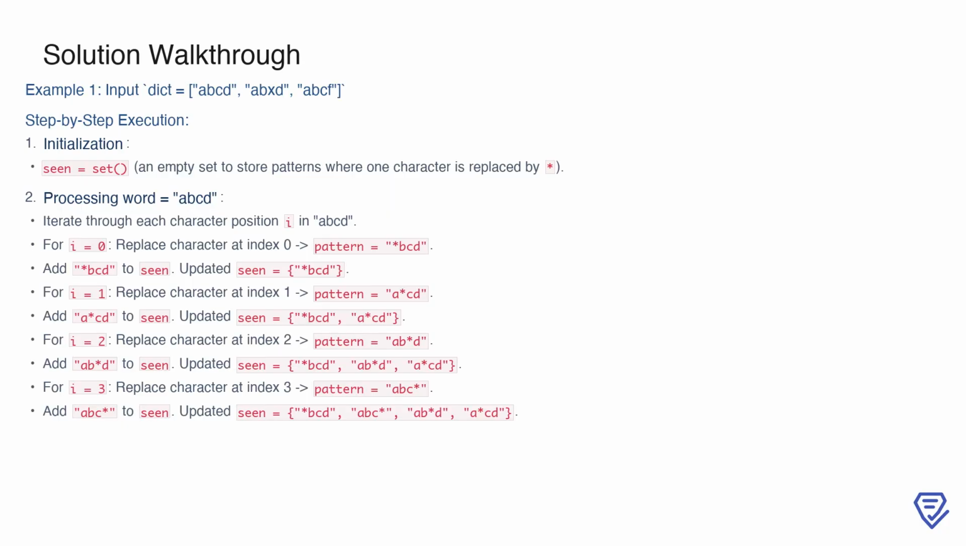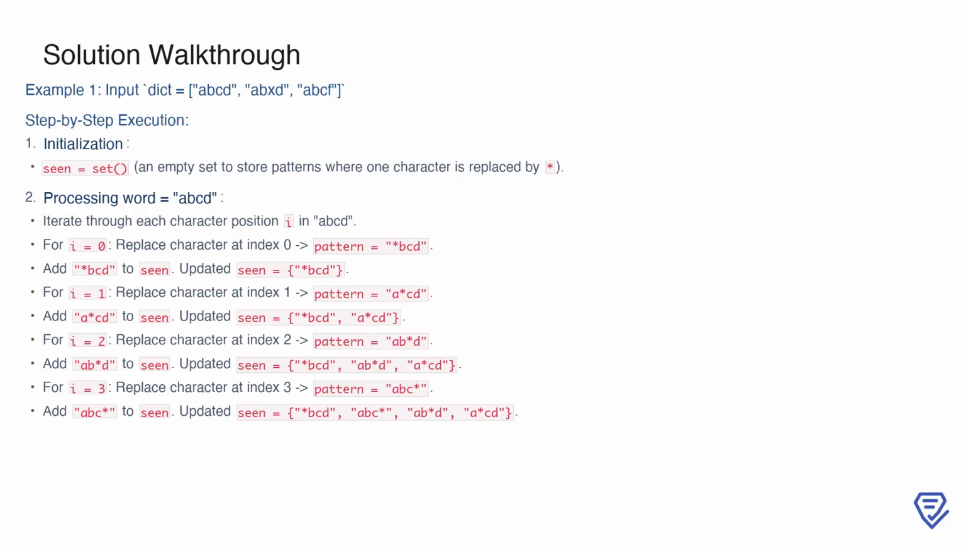In this example, we are working with the input dictionary abcd, abxt, abgf. The goal is to determine if any 2 strings differ by exactly 1 character. We start by initializing an empty set called seen, which will store patterns where 1 character is replaced by an *. First, we process the word abcd. For each character position in abcd, we replace the character at that position with * to create a pattern.